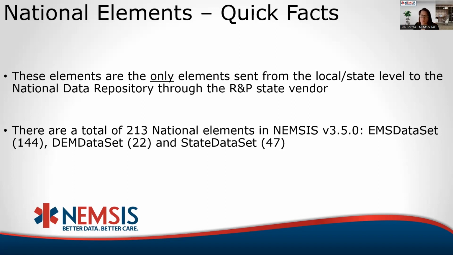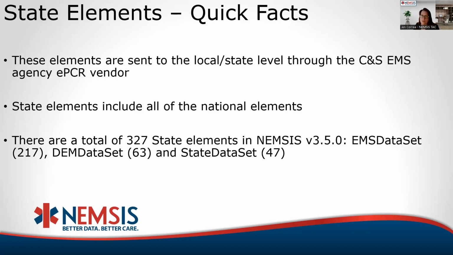So there are also state element quick facts, and these elements are sent to the local state level through collect and send as well. State elements do include all of the national elements, right? So there isn't a national element that's not also a state element. And there are 327 state elements to choose from. 217 are in the EMS data set. That's the ePCR that's created.